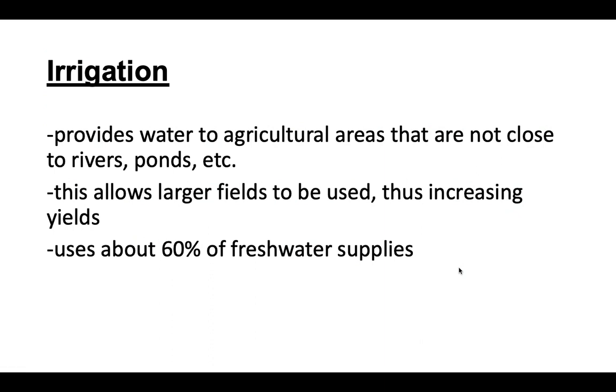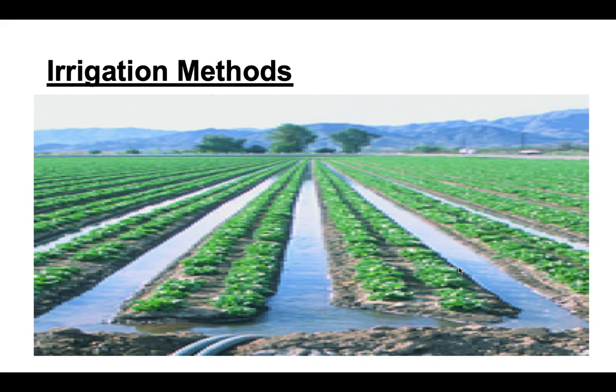This is just providing water to agricultural areas that are not close to rivers or ponds. This allows way larger amounts of area to be used and increases the yields. And in the U.S., at least, irrigation for crops uses about 60% of our freshwater supply. So you can see examples of different irrigation methods here where they're pumping the water in to water these crops.